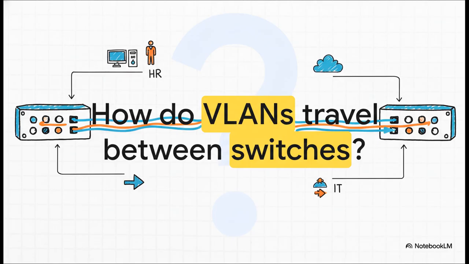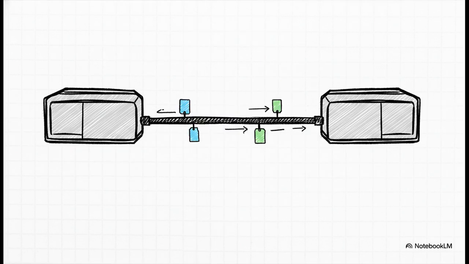Which naturally leads us to the next big question, right? This is great for one switch, but what about a real office with multiple switches? If we've got HR and IT separated here, how do we make sure they stay separated on the switch on the next floor? How do VLANs travel between switches? Well, that is the perfect question to end on because that's exactly what we're going to cover next time. We'll get into something called trunk ports and a clever bit of tech known as 802.1Q tagging. That's the secret sauce that makes it all work across a large network.